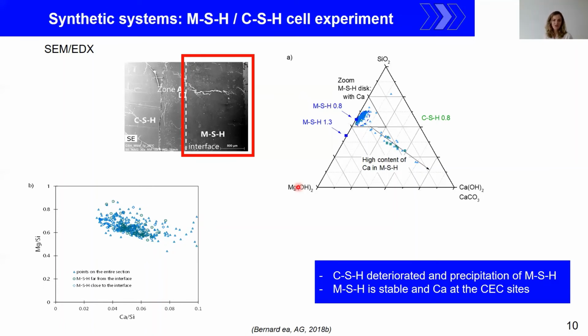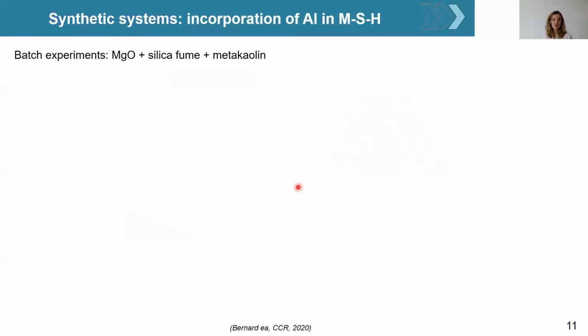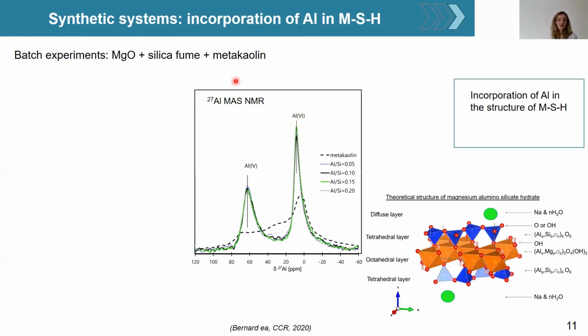So now I would like to move on to the next part, which is the incorporation of aluminium in magnesium silicate hydrate. For that, we worked again with magnesium oxide, silica fume, and metakaolin. And we looked at the solid, and the aluminium NMR indicated that we had two different sites: aluminium 4, which is characteristic of the incorporation of aluminium in the silicate layer, and aluminium 6, which is characteristic of the octahedral layer.